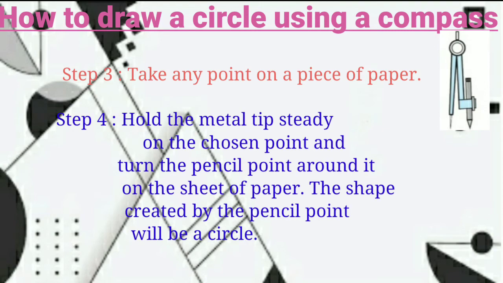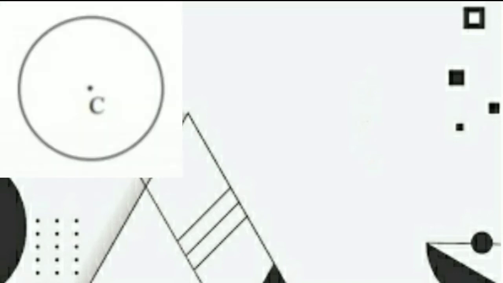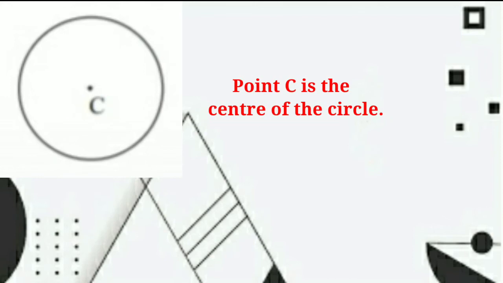Step 4. Hold the metal tip steady on the chosen point and turn the pencil point around it on the sheet of paper. The shape created by the pencil point will be a circle. Kindly note the point at which the metal tip of the compass is held is the center of the circle. For example, in the diagram that you see on your screen, point C is the center of the circle.